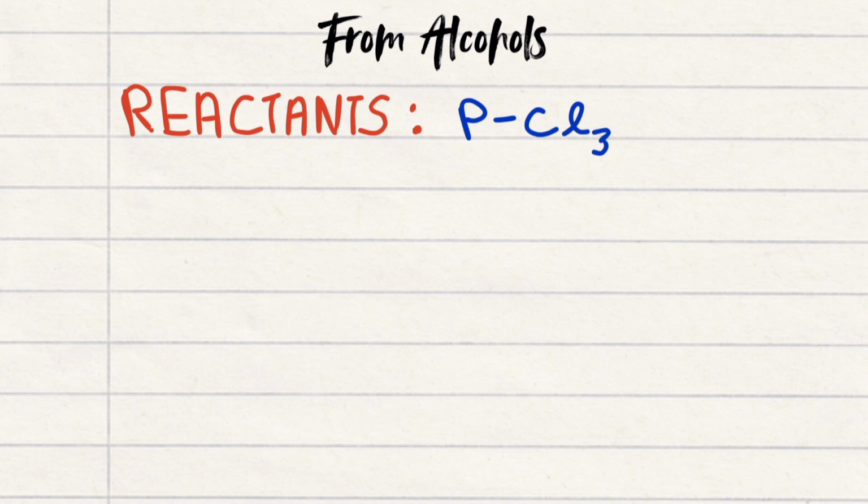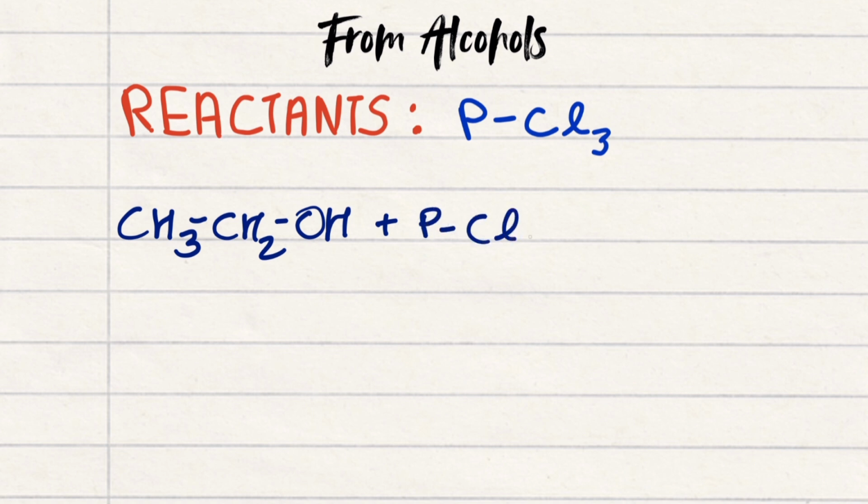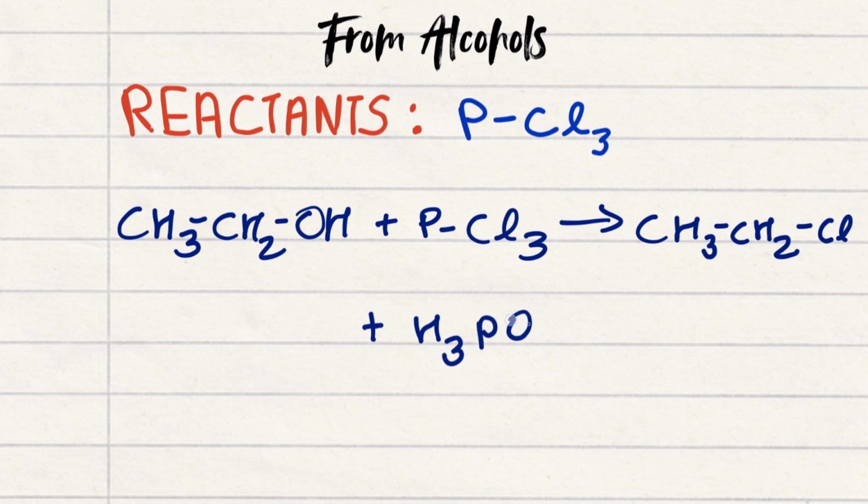Another method of preparation from alcohols is using the reactant PCl3. PCl3 is known as phosphorus trichloride. Ethanol, CH3CH2OH, plus PCl3, which is phosphorus trichloride, we'll get CH3CH2Cl. The byproduct is H3PO3. One thing that you need to keep in mind while writing these equations is that mentioning one of the major byproducts is an important part.